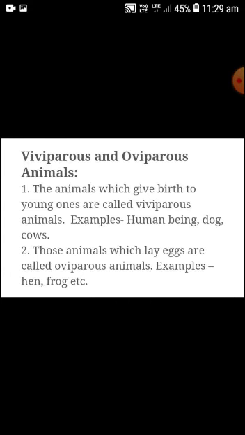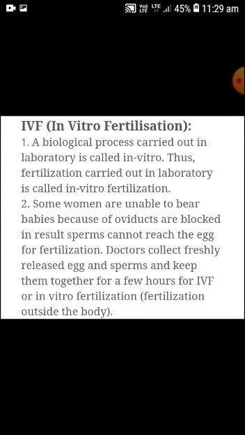Now we talk about viviparous and oviparous animals. The animals which give birth to young ones are called viviparous, for example human beings, dog, cow. Those animals which lay eggs are called oviparous animals, for example hen, frog, etc.